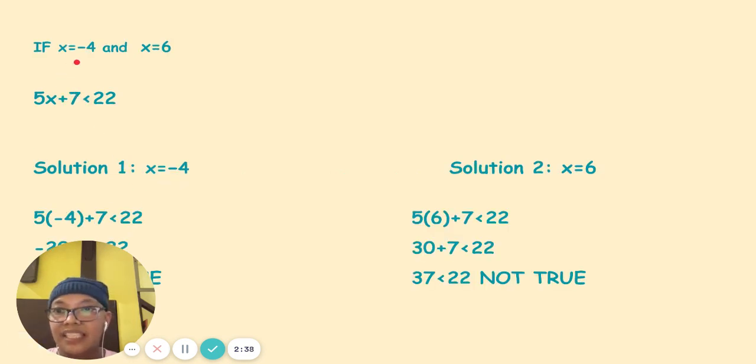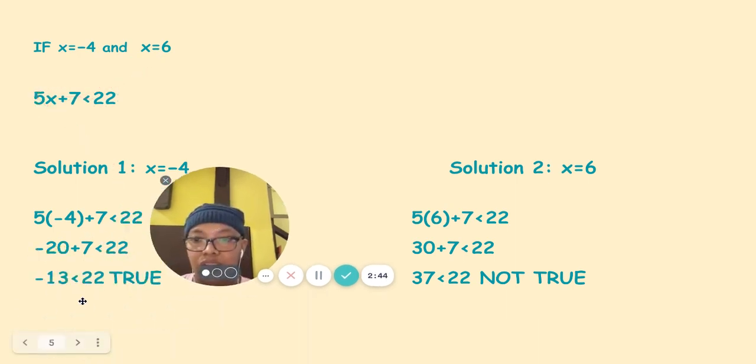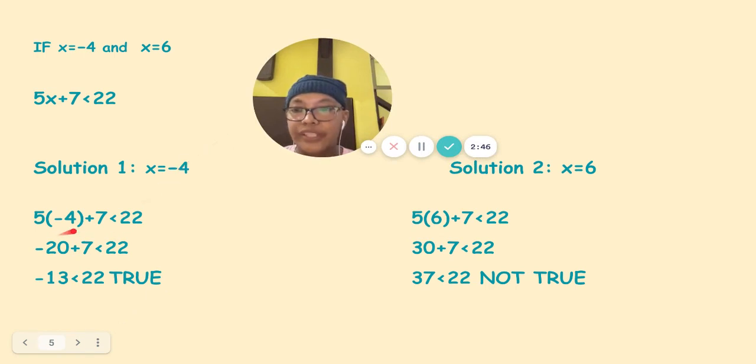Okay, so we substitute x is negative 4 and x is positive 6 to this inequality. For example, we use negative 4, we substitute it. So 5 times negative 4 plus 7 is less than 22. So 5 times negative 4 is negative 20 plus 7. So you simplify, negative 20 plus 7 is negative 13 less than 22. Is negative 13 less than 22? Yes. So our statement is true. Therefore, negative 4 is a solution to 5x plus 7 less than 22.